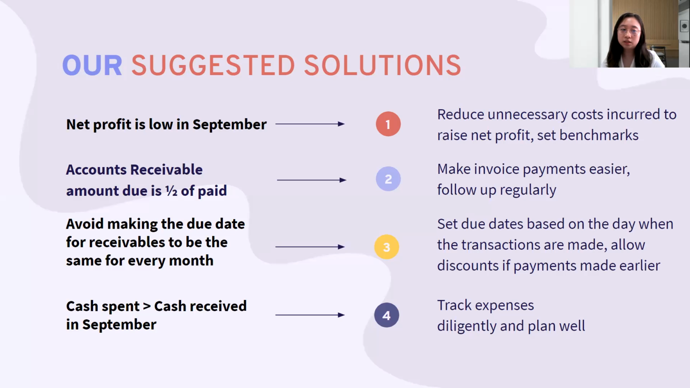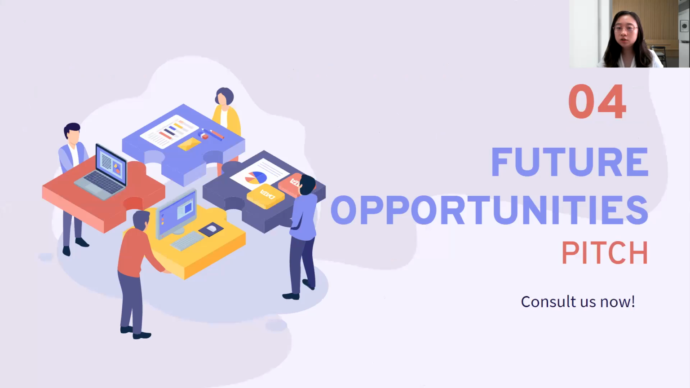The third problem is to avoid making the due date for receivables to be the same for every month. Instead, you should set the due dates based on the day when the transactions are being made and allow for discounts if payments are made earlier in order to encourage the debtors to pay faster. Lastly will be the cash spent is more than the cash received in September. So all you can do is to track the expenses diligently as well as planning well in order to avoid overspending. And moving on to the future opportunities page.